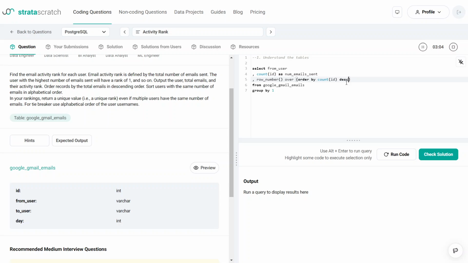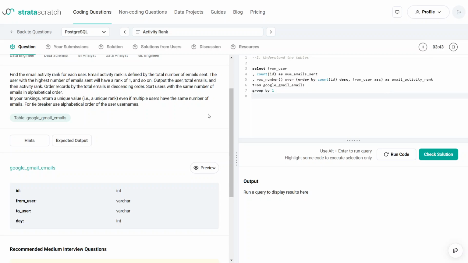Now, there's another tricky part to it, which is, for a tiebreaker, if 2 people sent the same number of emails, use the alphabetical order of the usernames. So let's add that in. So we're already ordering by the count of emails sent. Now we also need to order by the username, and we'll call this email activity rank. So I think we have the basics of what they're asking for in here.